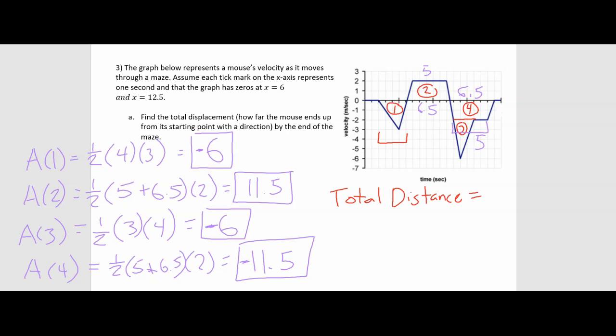In the third interval, and I know the third and the fourth intervals kind of overlap, but in that third area that we found, the mouse traveled 6 meters in the negative direction, but it's still 6 meters total. And then in the fourth area, we found the mouse traveled 11.5 meters, again in the negative direction, but still 11.5 meters nonetheless. So if I wanted to find the total distance, I would just be adding up all the positive versions of these numbers.